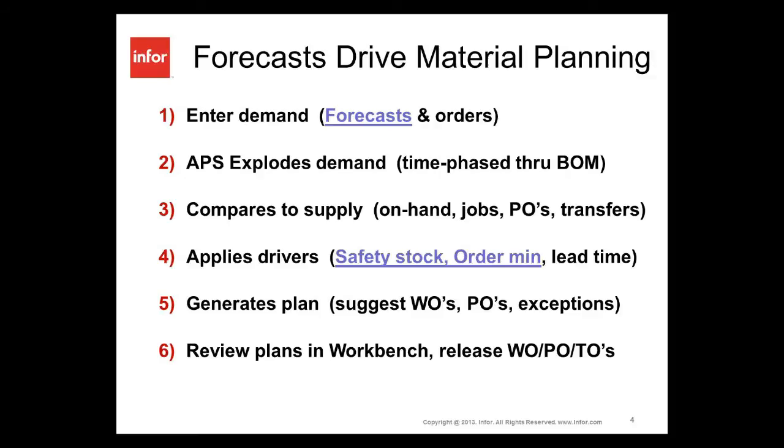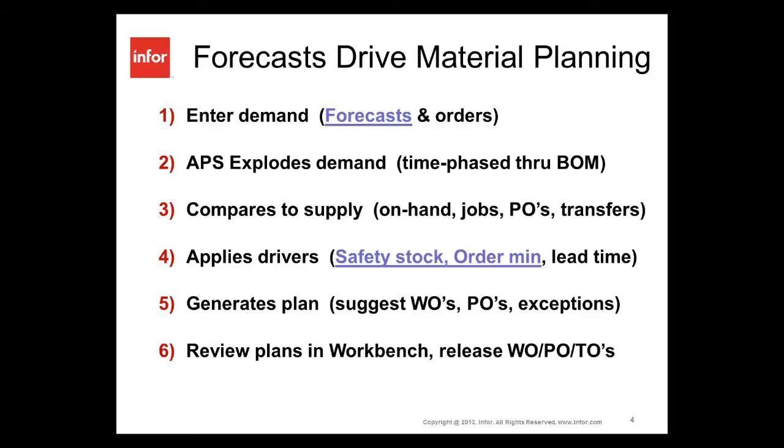Then you run planning, and that explodes that demand and time phases it through your bills of material, compares that to what you have on hand in inventory and what you're planning to have on hand through planned jobs and purchase orders. Then the number crunching applies what I call inventory drivers to the equation, where it looks at what your desired safety stock levels are, order minimums, lead times. And then the net effect of all this number crunching is that the SyteLine planning engine creates a suggested plan.